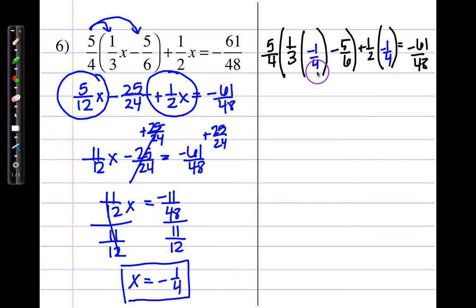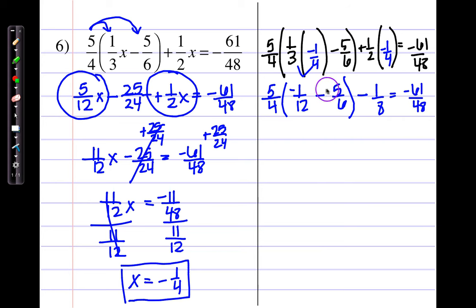both here. So here I'm going to have to do order of operations, so I'm going to have to simplify what I have in here. So I'm going to be left with 5/4 times the quantity. This is going to be a negative 1/12 minus 5/6. Right here it's going to be a minus 1/8 equals negative 61 over 48. I'm going to continue order of operations. I'm going to simplify what's in the parentheses first. I'm going to get a, sorry, just getting ahead of myself.